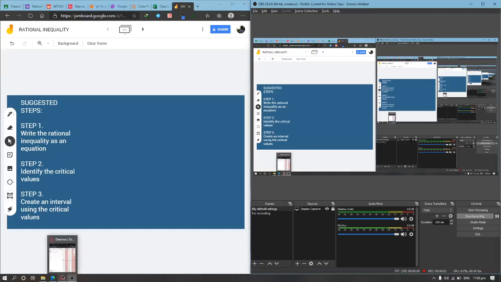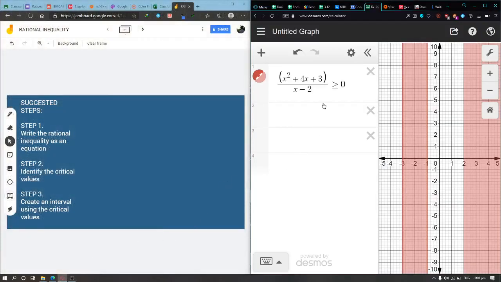Okay, so let us try to understand how to solve rational inequality. In rational inequality, there are different forms or formulas or processes or steps to be used. But we will just explain right now the simplest steps that we can take so that we can solve rational inequality. As you can see in the suggested steps, there are 3 steps.